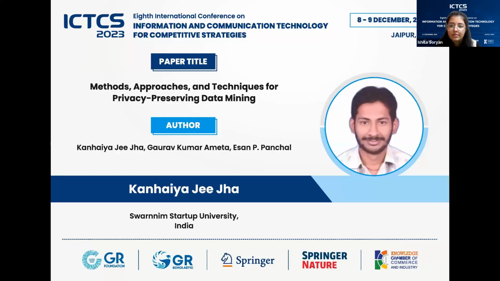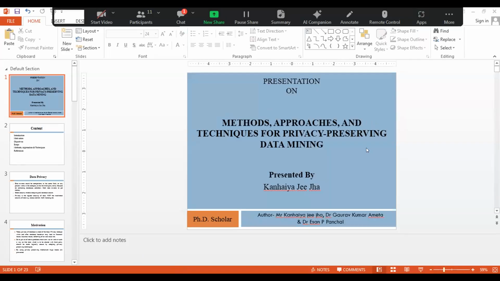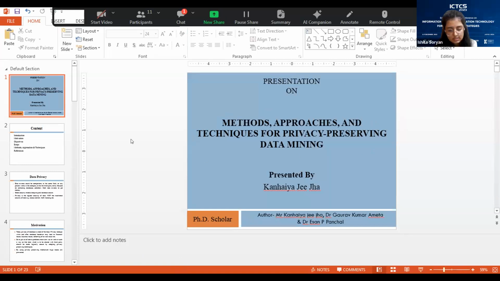Since Sir Kanaya is back with us, I'd like to ask Sir Kanaya to present his paper titled Methods, Approaches, and Techniques for Privacy Preserving Data Mining. Sir, you may start your presentation if you're here. Ma'am, is it visible? Yes, sir, your screen is visible.